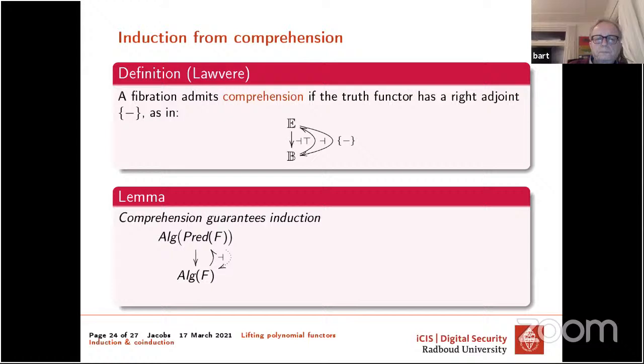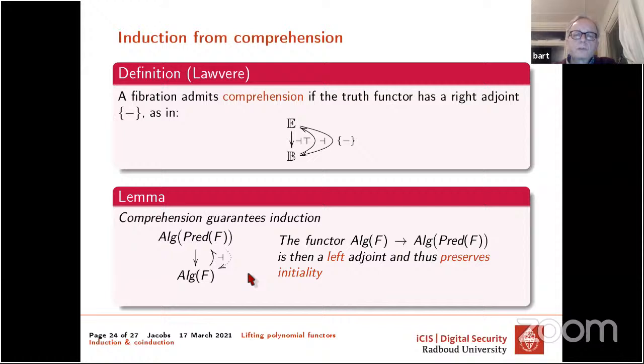Now, via some abstract reasoning, this adjoint here can be transported to this situation here of functors of algebras. So this functor going up gets a right adjoint. And remember that the definition of induction was that this upgoing functor must preserve initiality. But if it has a right adjoint, I mean, each left adjoint preserves all colimits, in particular, preserves the initial object. So the existence of the right adjoint is a sufficient condition to get initiality in this way. So this functor from Alg F to Alg of predicate F is a left adjoint and this preserves initiality, which gives you induction.